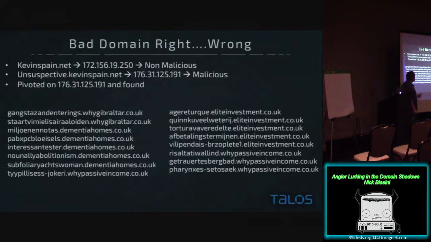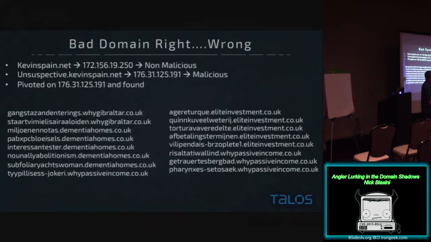What I found is that the core domain, kevinspain.net, was actually being hosted on a completely legitimate, non-malicious IP. The website itself was fine, nothing wrong with it at all. However, if you look specifically for unsuspective.kevinspain.net, I actually found it pointing to this IP, which was 176.31.125.191. That was definitely a bad IP. It was malicious, I knew it. So I wanted to know what else I could find on that IP. So I pivoted, and I found this.